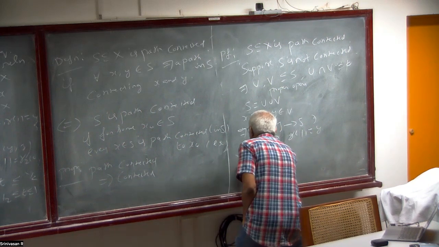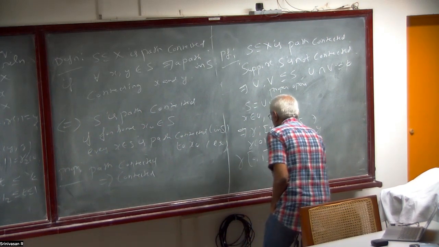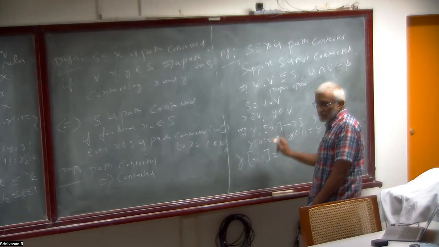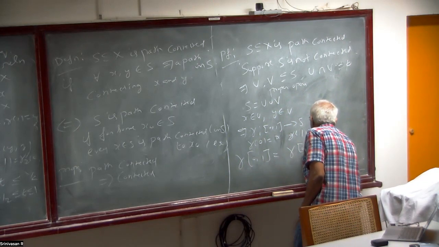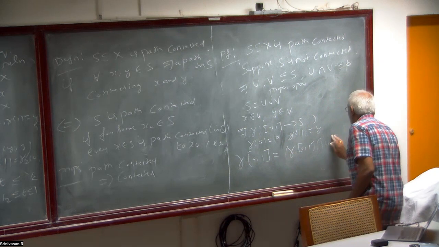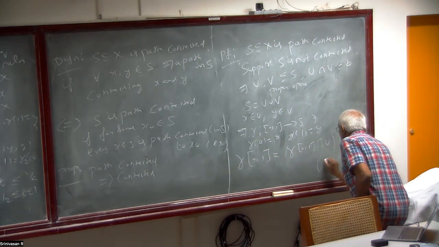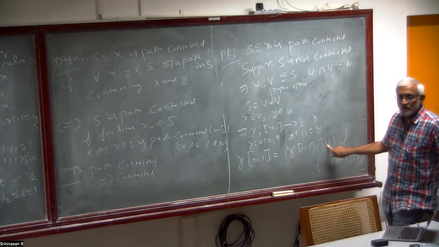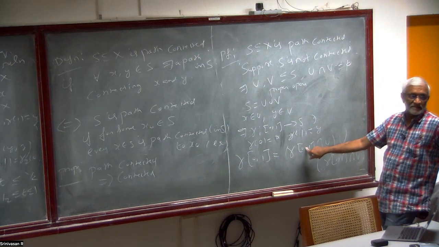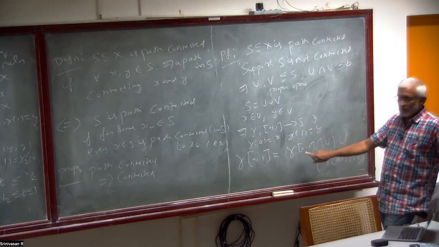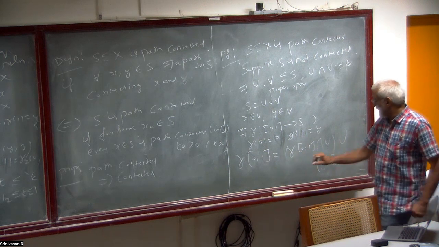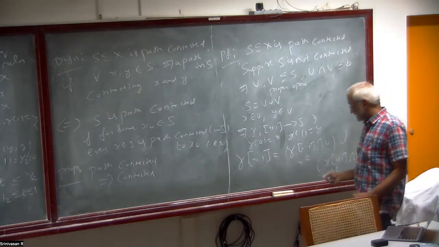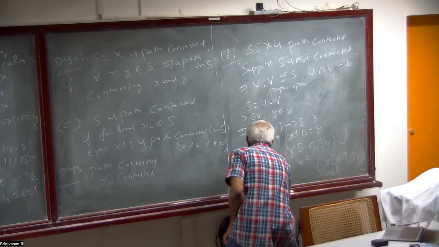Then gamma of [0,1] is completely contained in S. So gamma of [0,1] is gamma of [0,1] intersection S. This is equal to gamma of [0,1] intersection U union gamma of [0,1] intersection V. But this is open in gamma of [0,1]. When you take the intersection, that is open in gamma of [0,1]. This is open in gamma of [0,1]. This means, and this has X is here and Y is here. This implies gamma of [0,1] is not connected.